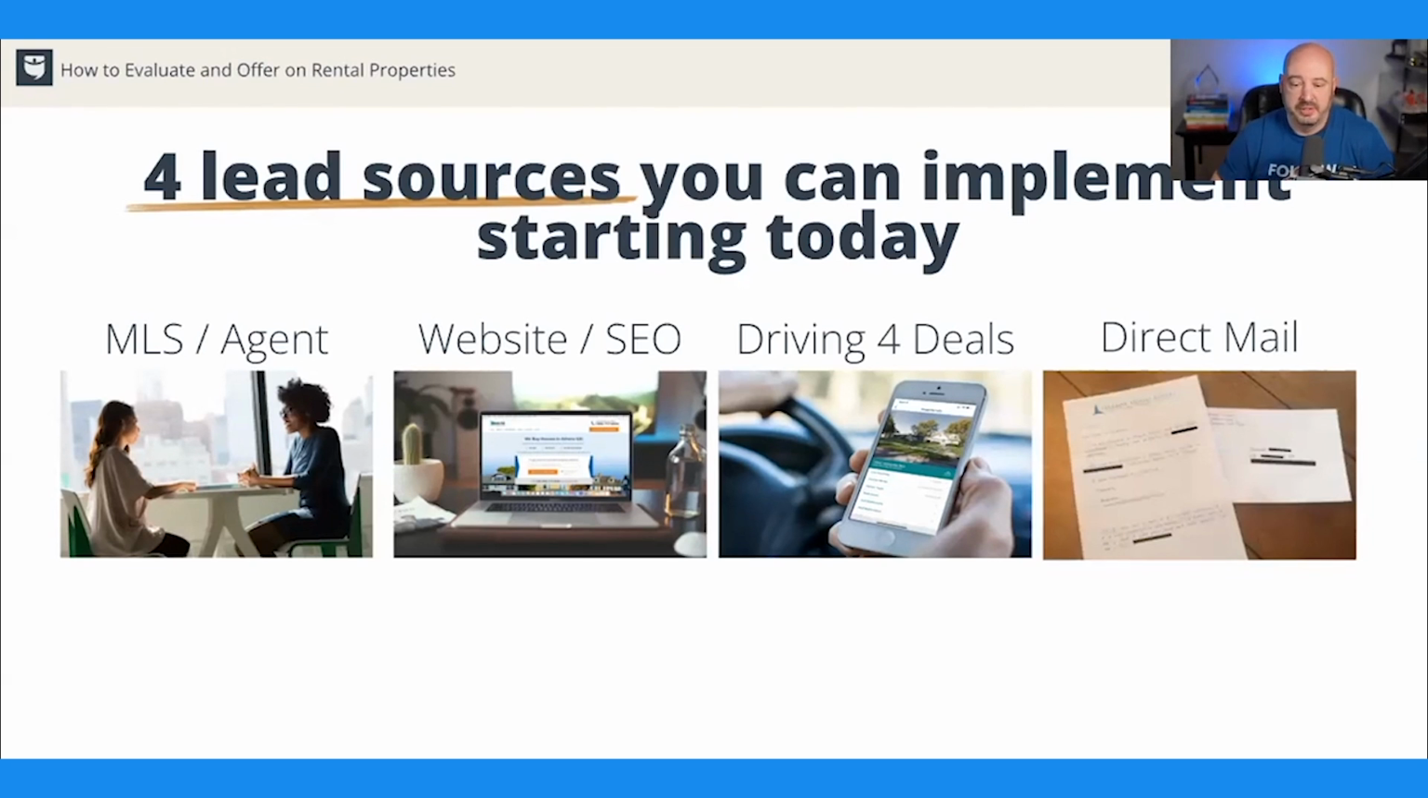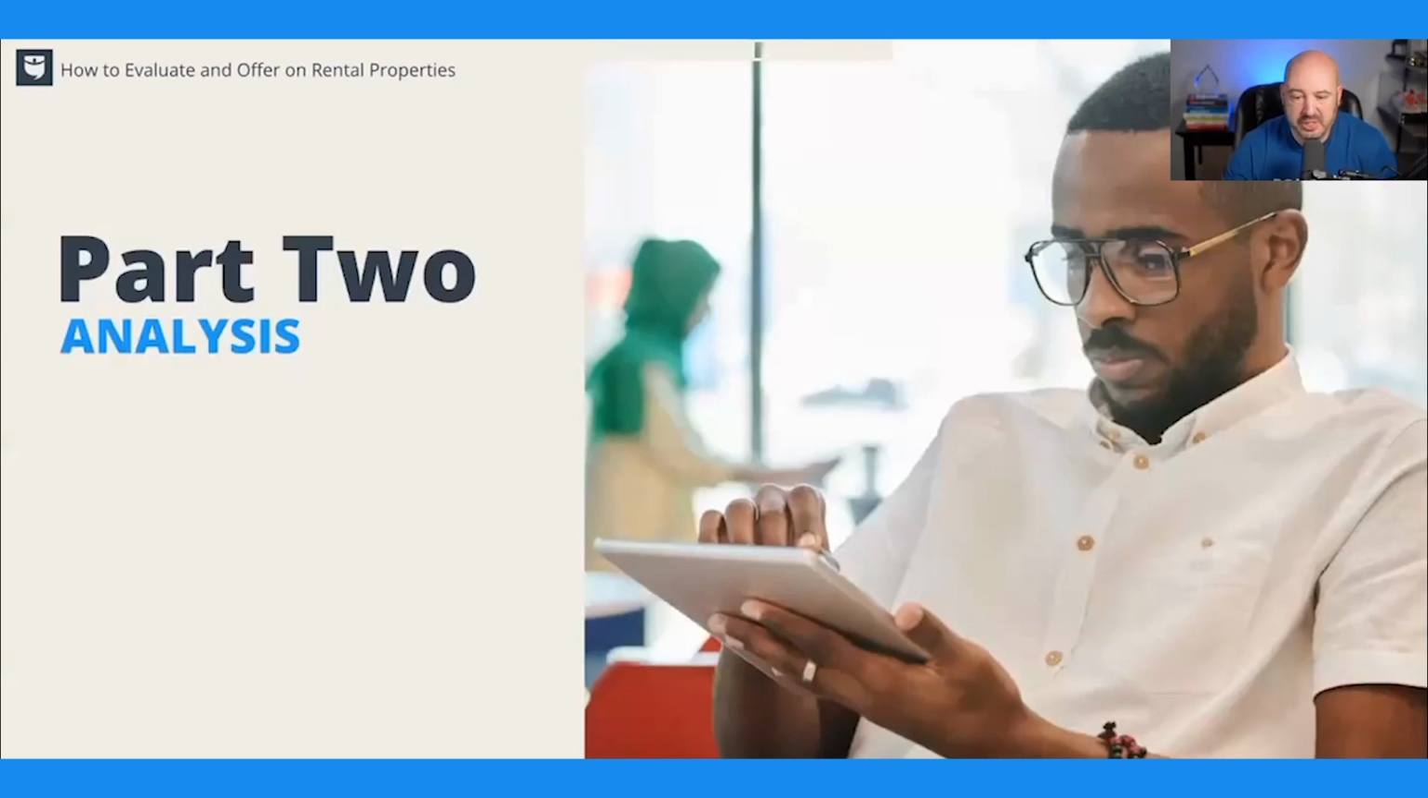And then there's direct mail. This is just like it sounds. You send letters directly to the sellers of properties you want to buy, telling them that you want to buy their property. Part 2 is analysis.